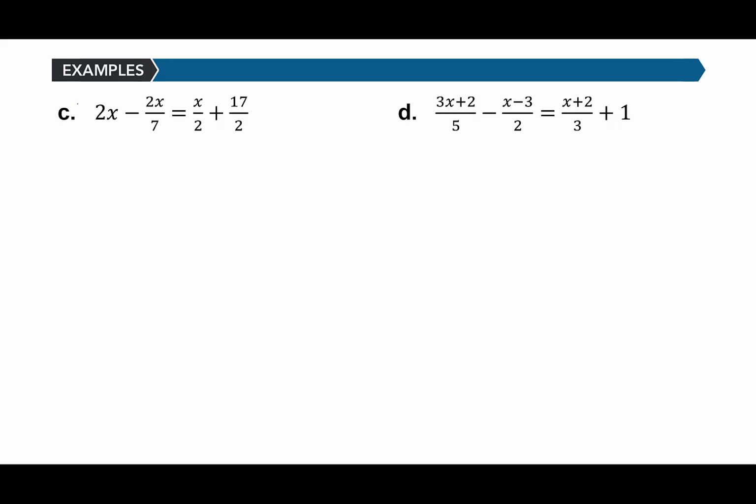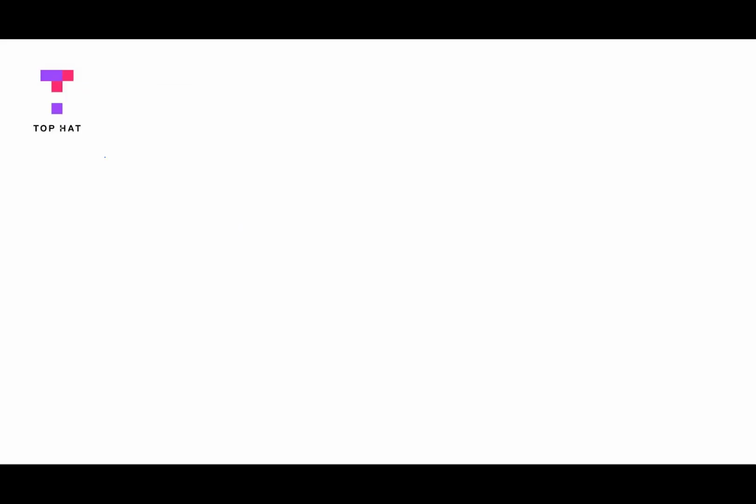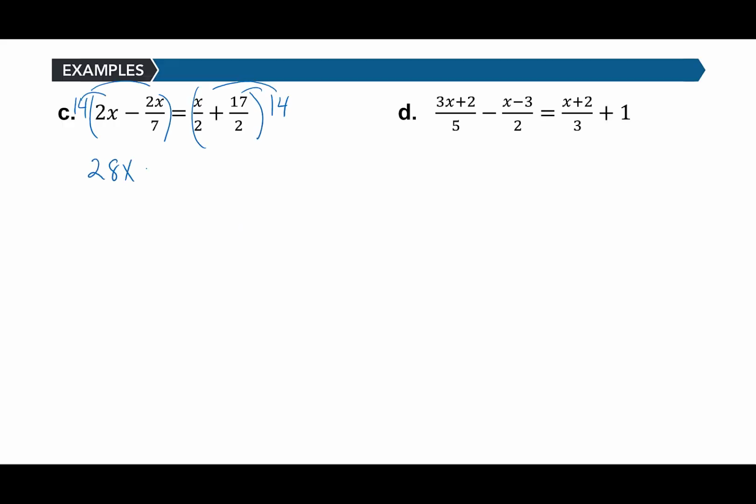So if I multiply the left side by 14 and the right side by 14, that 14 distributes to each term of the equation. 14 times 2x is 28x. 14 times 2x over 7. Well, 7 goes into 14 2 times. 2 times 2x is 4x. So that's really 28x minus 4x is equal to x over 2 times 14. 2 goes into 14 7 times. 7 times x is 7x.